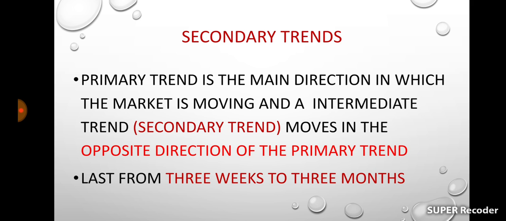Then the second type of trend is secondary trends. Secondary trends are corrective movements to primary trends. Primary trend is the main direction in which the market is moving, and an intermediate trend or secondary trend moves in the opposite direction of the primary trend. And it lasts from 3 weeks to 3 months.